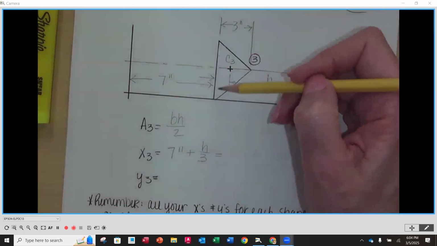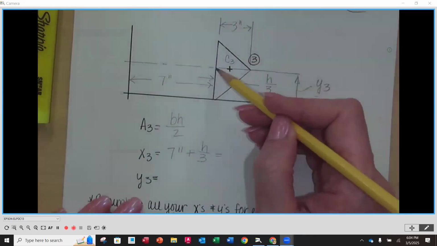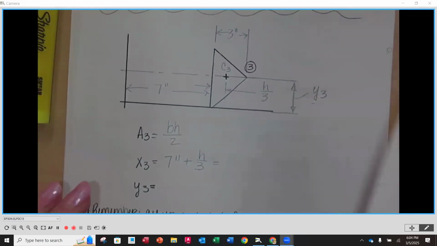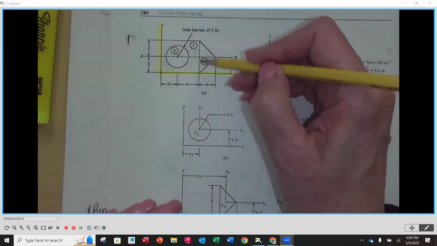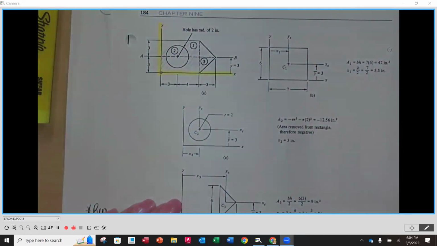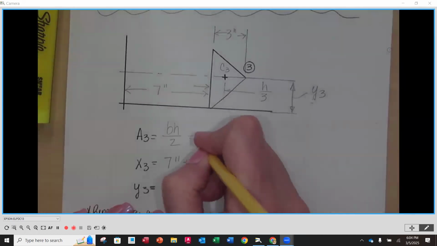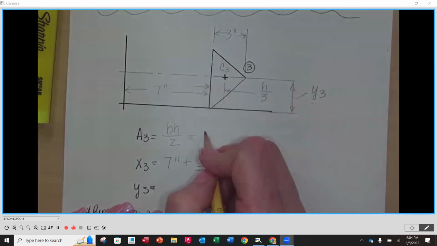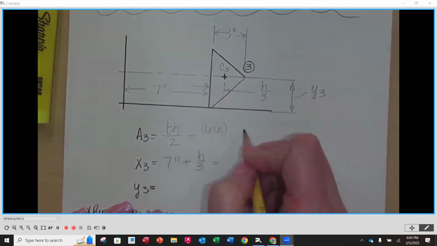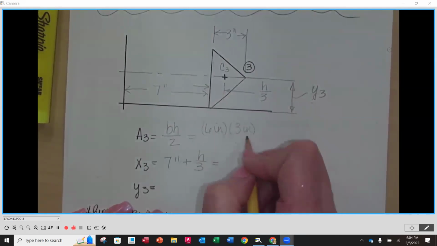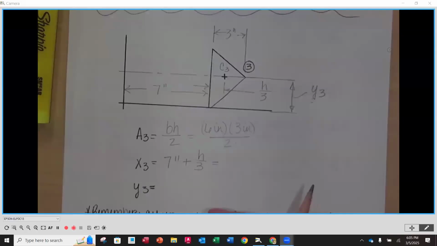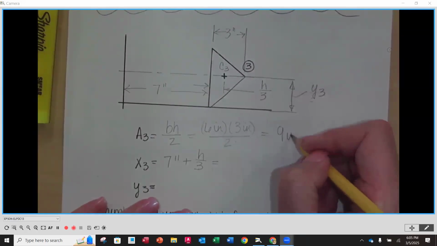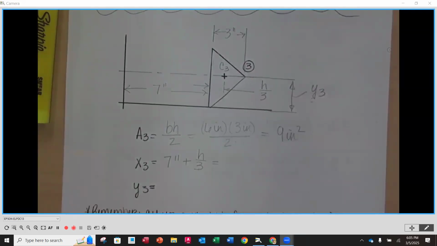The base of our triangle is going to be vertical in this case, and then the height is going to be horizontal, all right? If we look back at our illustration, the total base here is going to be 6 inches. It's 3 and 3. So it's a total of 6. The height is going to be 3. So we're going to have 6 inches times 3 inches divided by 2. If we multiply 6 times 3, we get 18 divided by 2. That means we're going to have 9 inches squared, right?